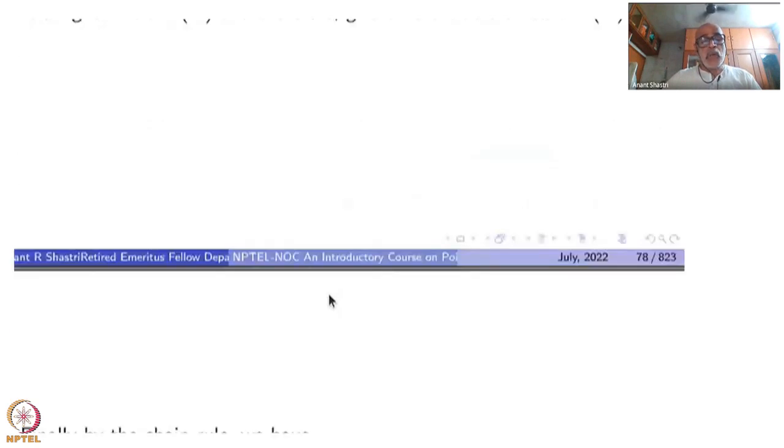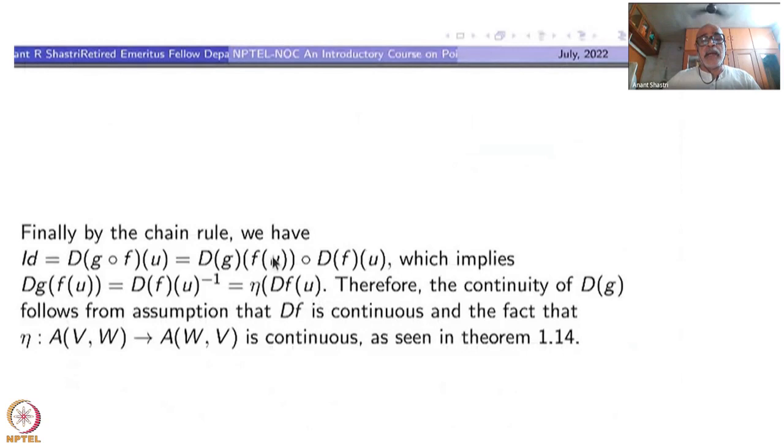Okay. So the final thing is that if you take G composite F, which is identity, its derivative is also identity, right? Identity equals D of G composite F, at all the points U, but by the chain rule, this is DG at FU composed with DF at U, which implies, since one is a composite and the other is identity, that DG of FU is nothing but DF U inverse. Okay, and that is equal to, by the definition of our eta, eta of DFU.